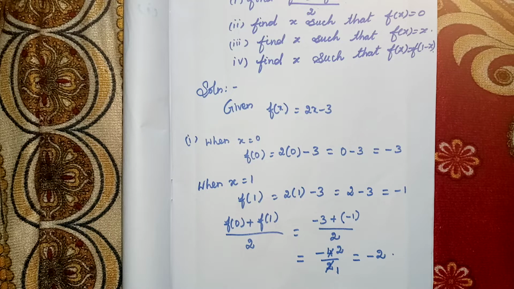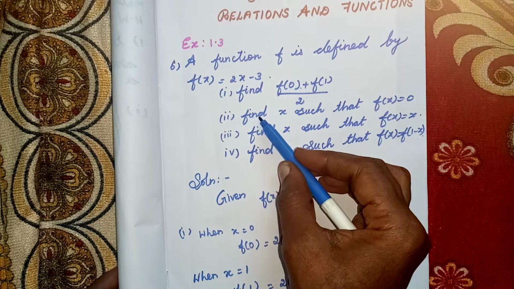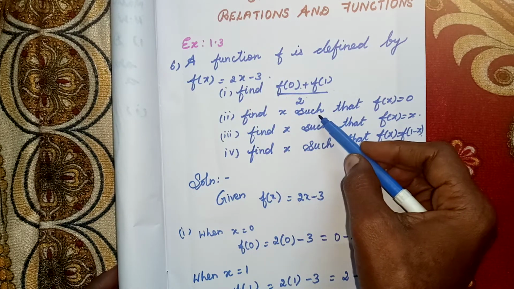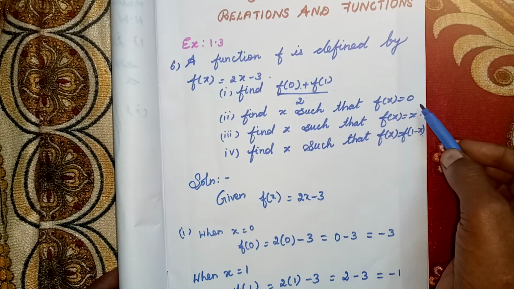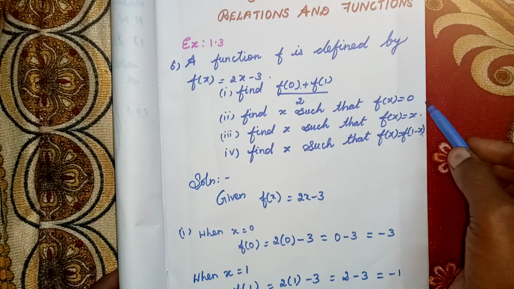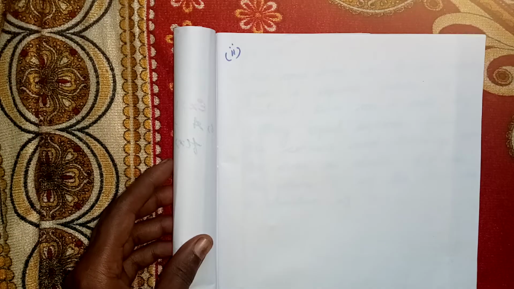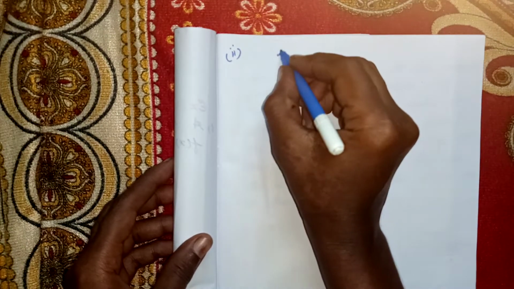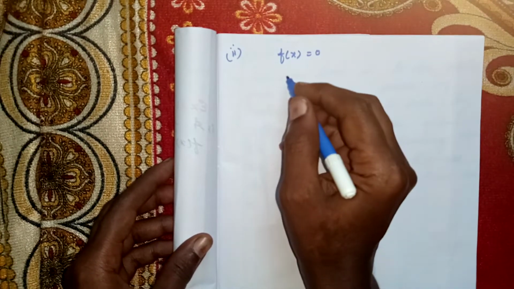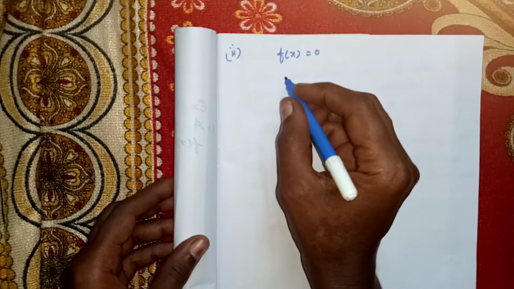First question over. Next we have to find out the second question. What's the question? Find x such that f of x is equal to 0. Listen. f of x is equal to 0. What is f of x? What is given for f of x?